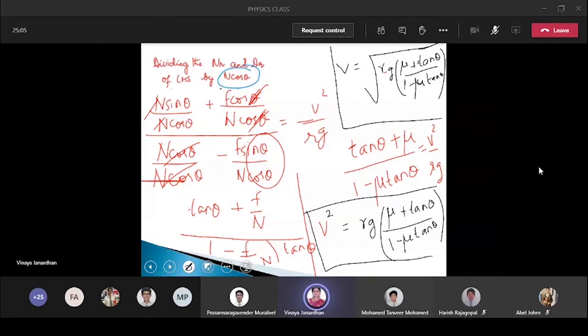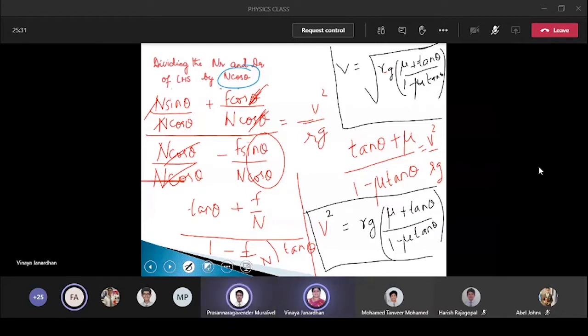If I don't divide this by cos theta, look at the numerator, N sin theta plus mu cos theta. So you will have so much complication. You have to find sin theta, you have to find cos theta. But now you are getting only tan theta, easier for you to find. If the value of theta is given, you can easily find the value of V. That is the reason you're dividing it by N cos theta.